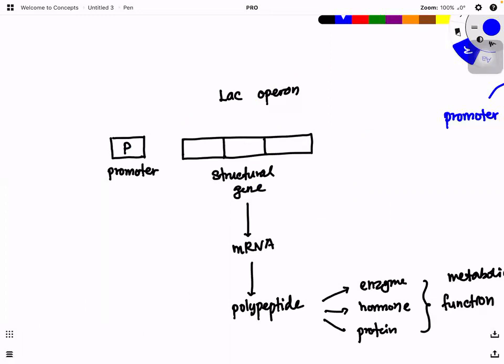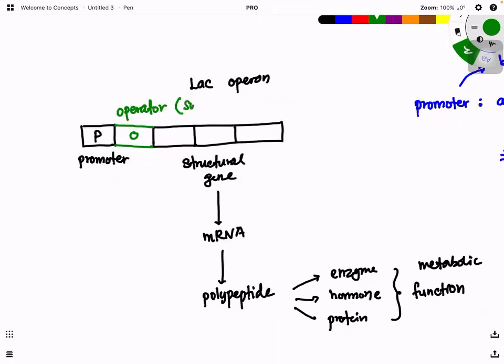So between the structural gene and promoter, we have a special sequence here called operator. Now, operator is optional, not necessary, but promoter is a must. So what's operator? Operator actually acts as a switch here.